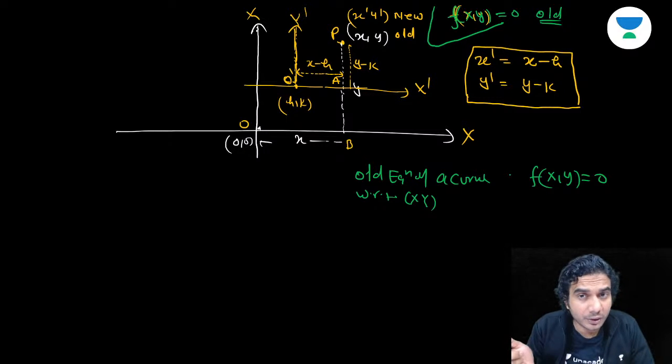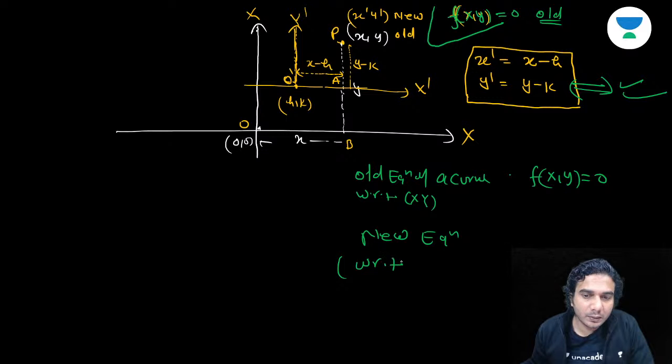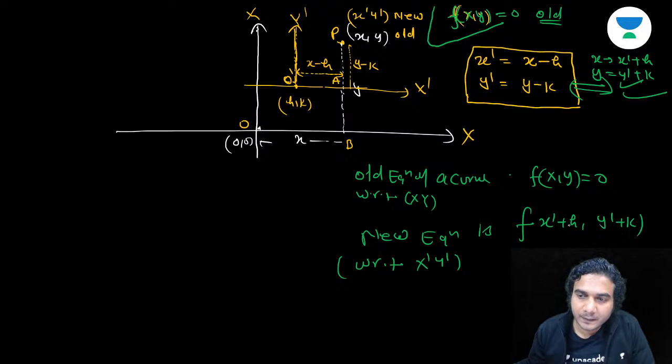You need to know the relation between x and x dash, y and y dash. So you have this relation here, right? Using this relation, you can replace x and y. So the new equation with respect to x dash y dash is basically f of x, which can be replaced by x dash plus h, and y can be replaced by y dash plus k. So this equation is going to be f of x dash plus h comma y dash plus k is equal to 0.